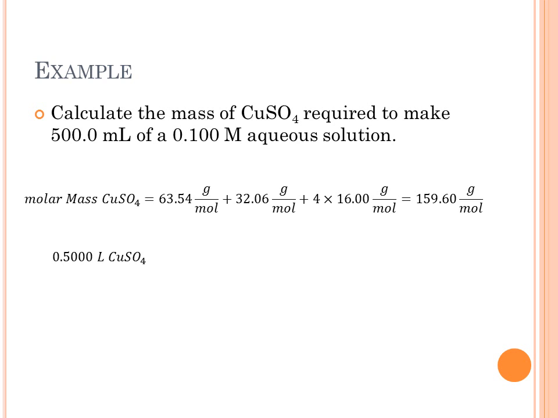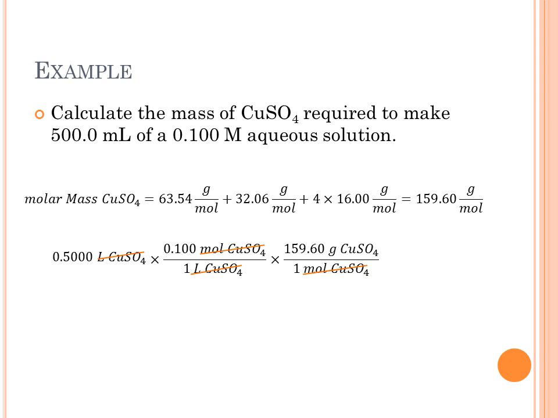So we're going to start by converting that 500 milliliters to 0.5000 liters, and we'll use the molarity, 0.100 moles of cupric sulfate per 1 liter, to get ourselves into moles. And then we'll multiply by that molar mass we just calculated, 159.60 grams of cupric sulfate per 1 mole. Run that through our calculator and we get 7.98 grams of cupric sulfate needed to form 500 milliliters of a 0.1 molar aqueous solution.